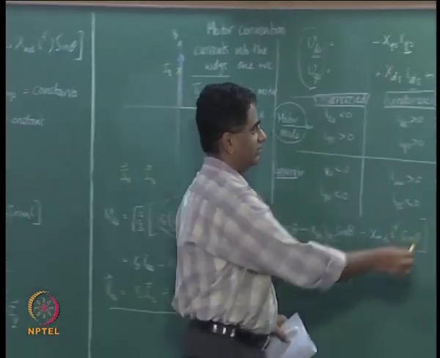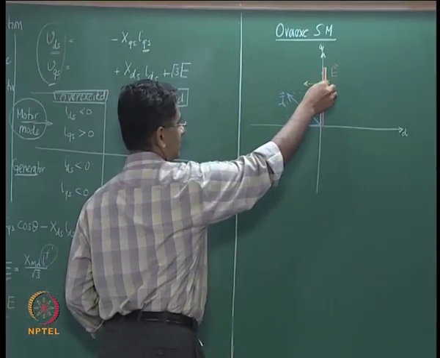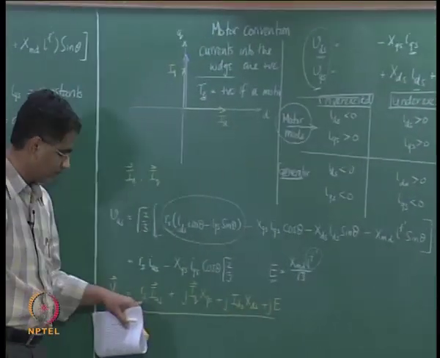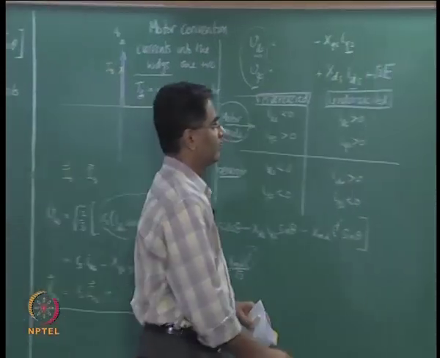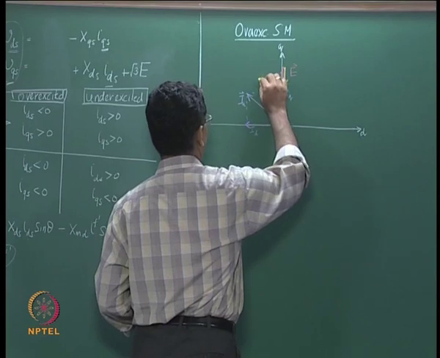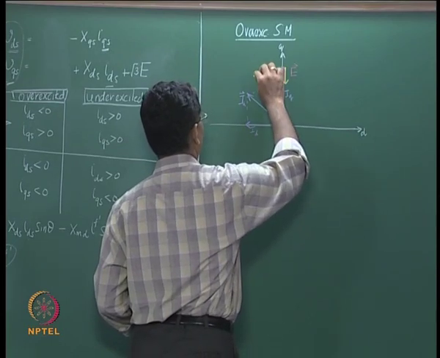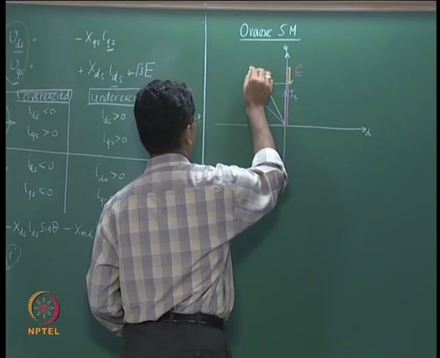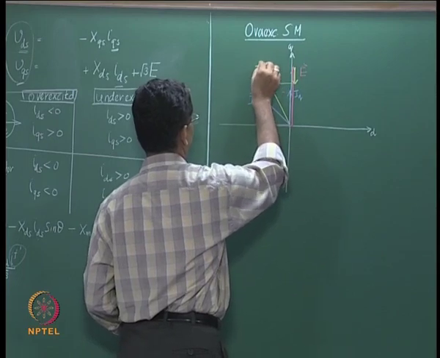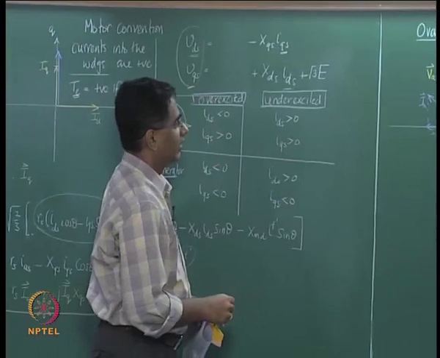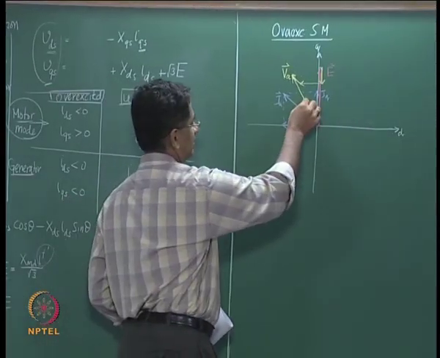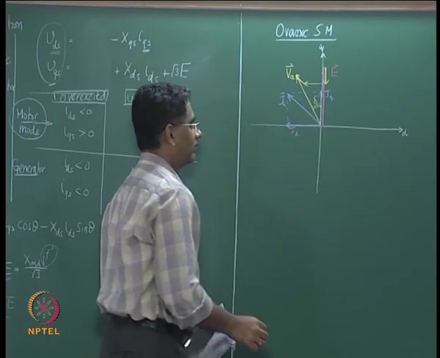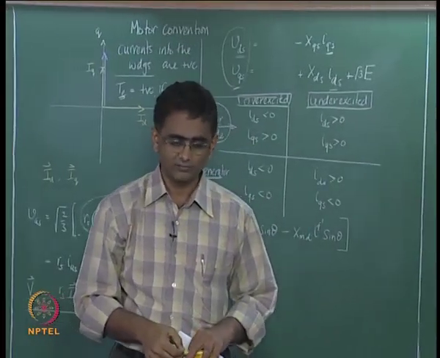We are adding, right, you have E plus JID plus JIQ, and then you have to add R into I. So, R into I, and the resultant, this quantity, is then your armature voltage VAS. So VAS is here, and this angle is now called the load angle, which is normally given the symbol delta.